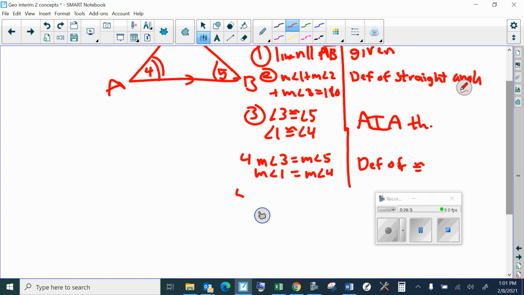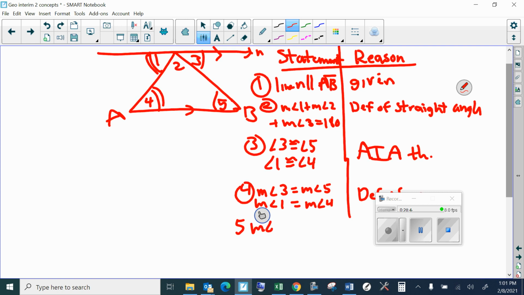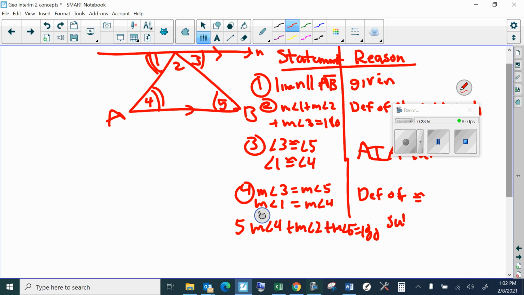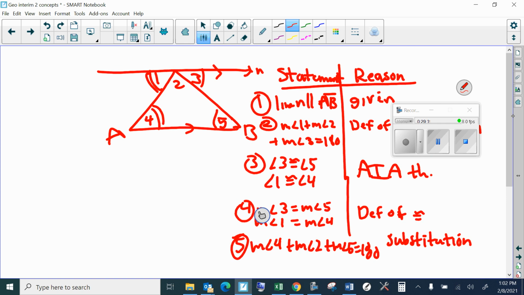Lastly, I can now substitute those in there. So now I can say the measure of angle 4 plus the measure of angle 2 plus the measure of angle 5 equals 180. And that is by substitution. I substituted those in there. And there's a proof right there. And they've had this on for years. So memorize this proof. On the DCAS, well, off and on for years, they've had it. I've seen it multiple times, is my point. So that's how you'd prove the angles of a triangle add to 180 degrees. All right, that does it, 29 minutes.